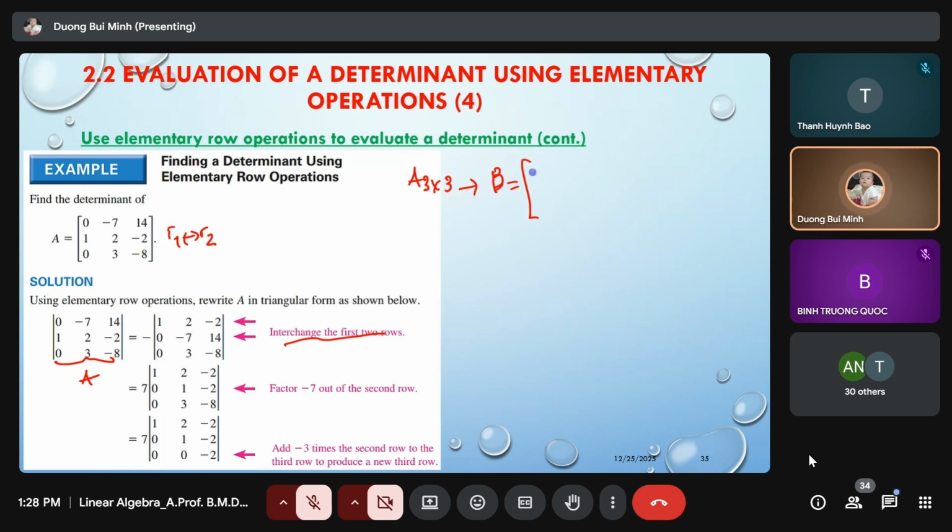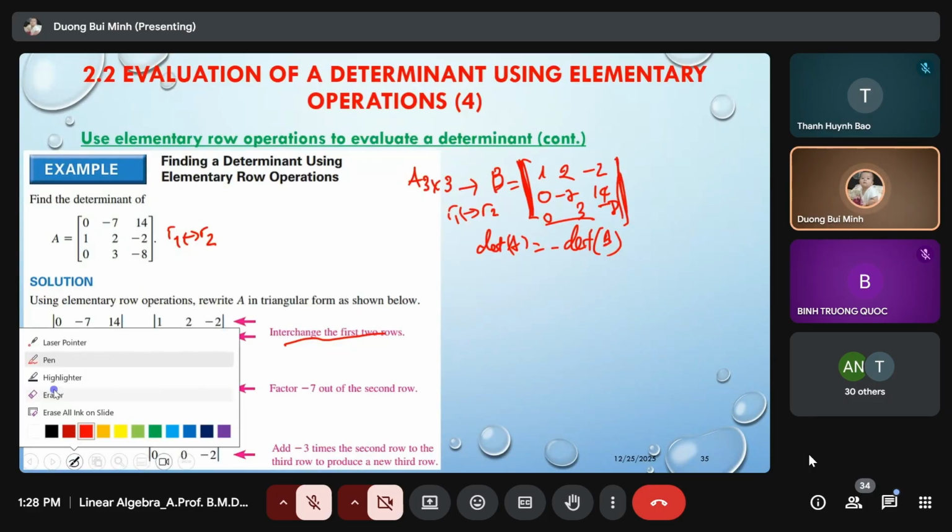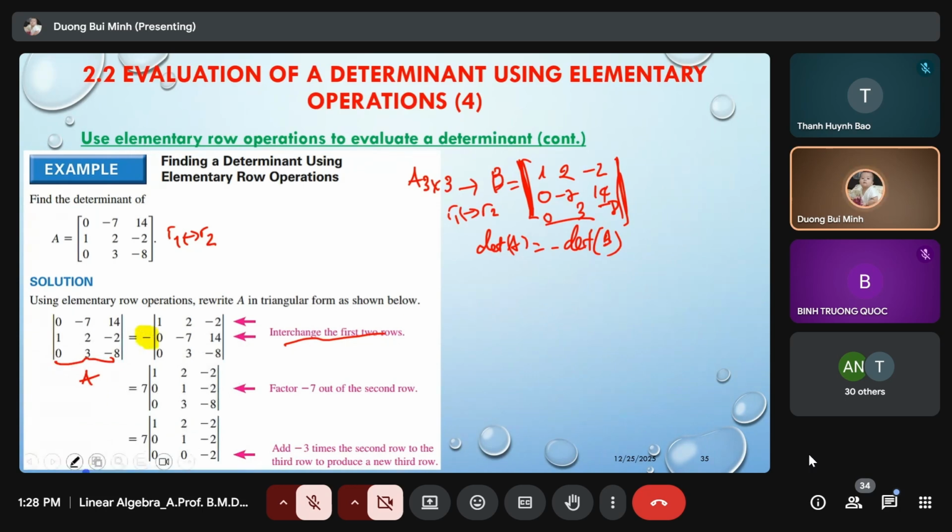So we can get B equal to 1, 2, minus 2; 0, minus 7, 14; and 0, 3, minus 8. So if we make the interchange, we have the determinant of A is minus the determinant of B. Okay, so this one is B. So when we calculate the determinant, you just add a minus here, you can get the determinant of A. So that is the reason we have minus here. Okay, continue.